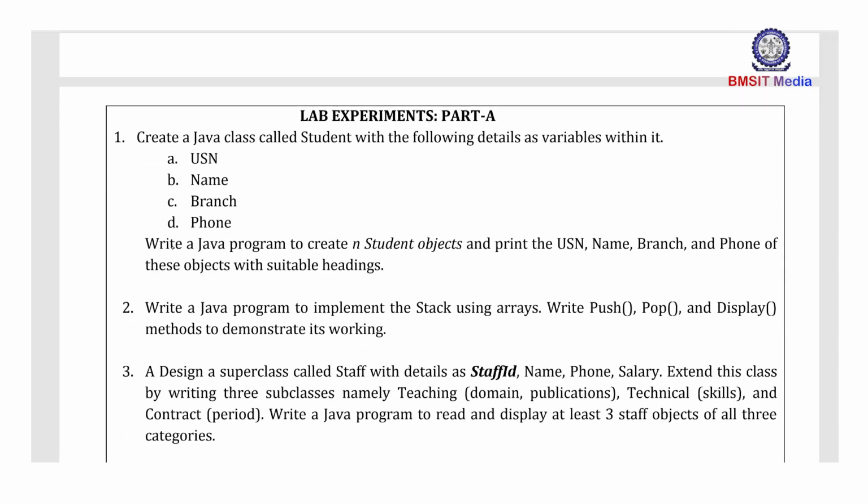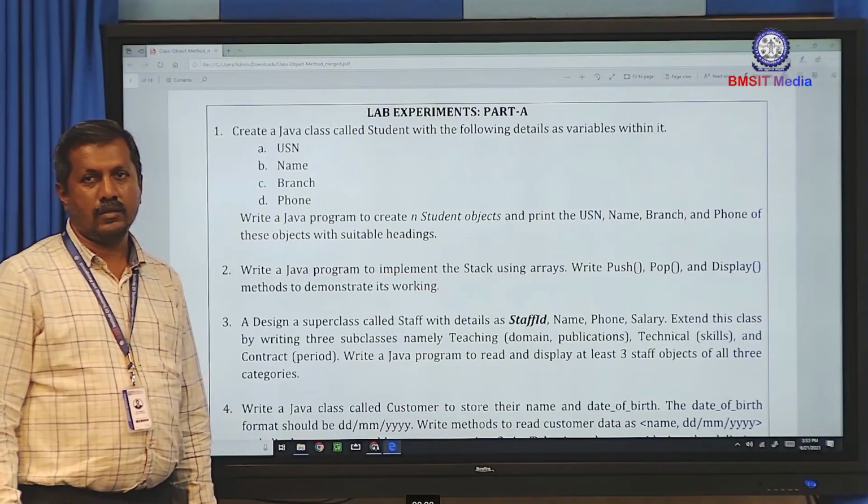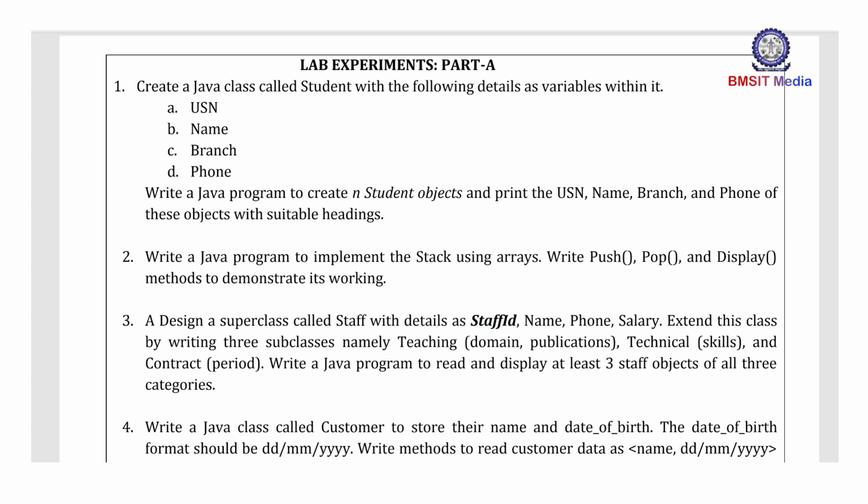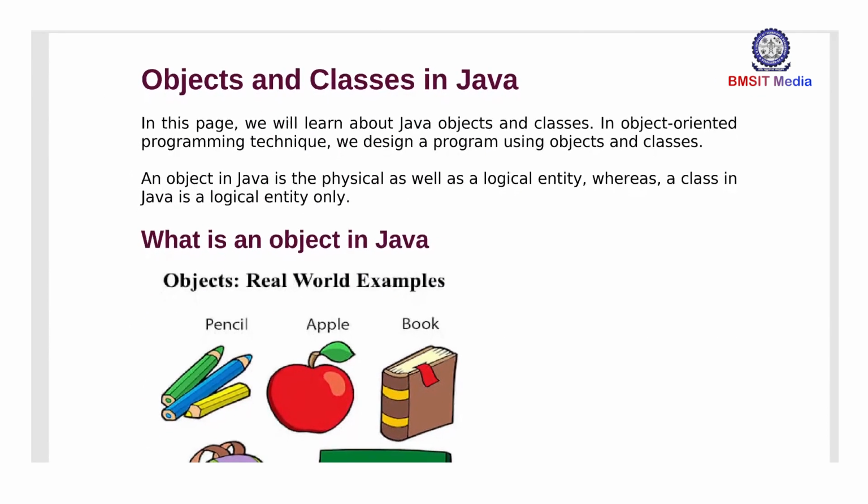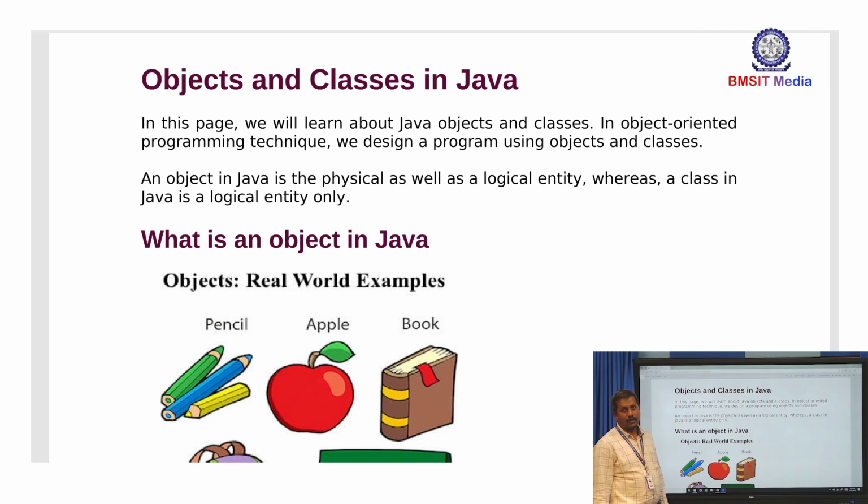Today we are going to discuss object-oriented programming using a Java laboratory. In the lab experiments, we have 5 different lab experiments. The first lab experiment is about creating a Java class called Student, which contains the USN, name, branch and phone number of the student. So let us go for the first topic under Java programming.